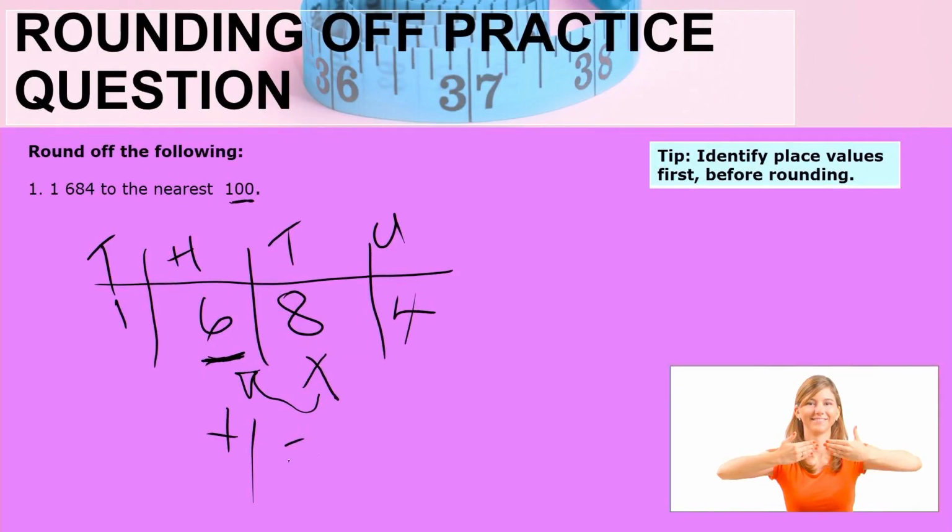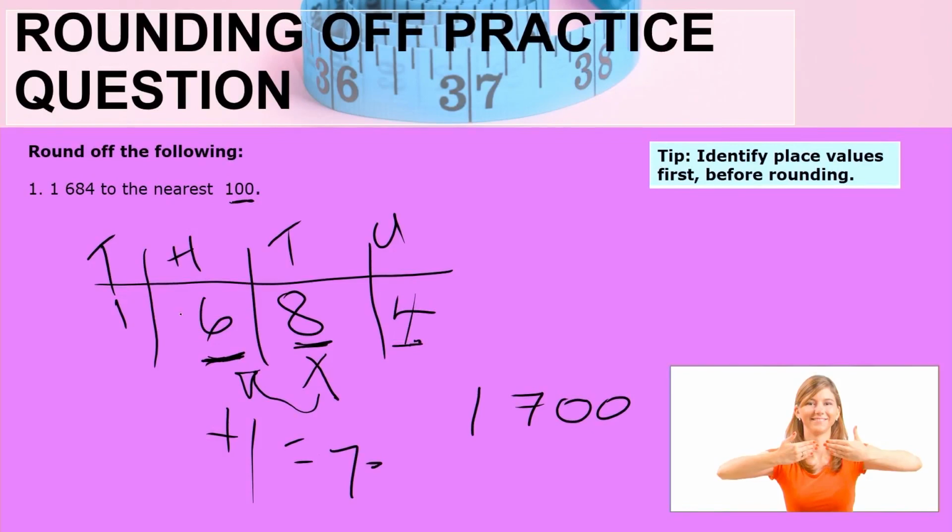when we adjust 6 upwards, is going to be 7. So if we adjust 6 upwards and it becomes 7, therefore we are saying to round off to the nearest 100, we are going to replace these other numbers with zeros. And then now to round it off, we are going to have 1,700.